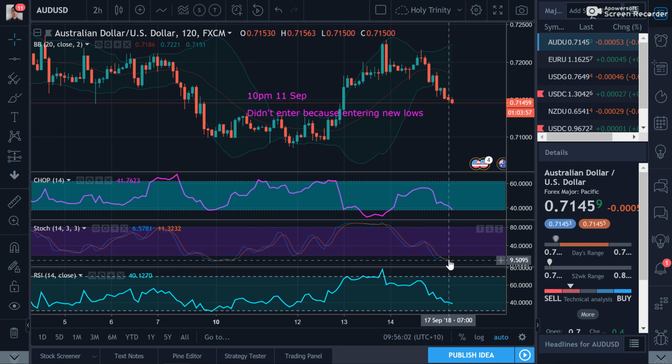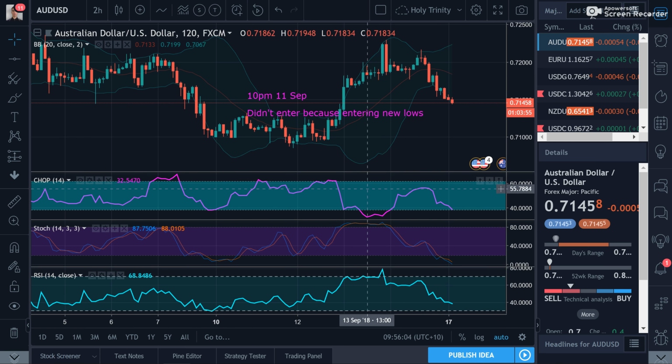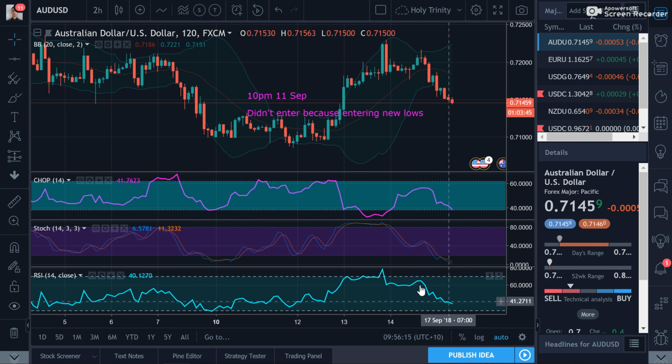Stochastic, it's hit a low. There is quite often a reversal after that. Sometimes it takes a little while though, like it did here or here. Here it just consolidated. RSI is getting to this range, it's trending to this range, but the chop isn't. The chop is actually trending to the trend part. So if it's below this, it says that the trend is likely to continue. So, I'll put this down as a maybe.